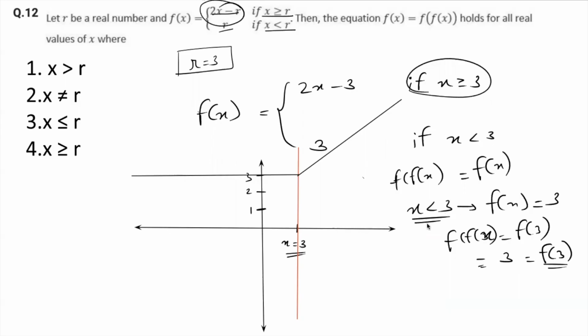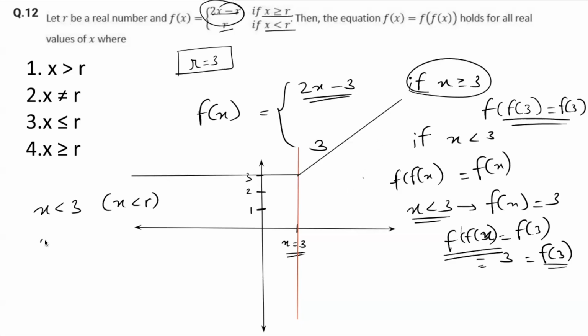That is equal to f of 3. So when x is less than 3, this relation is holding true: f of f of x is equal to f of x. So my answer will definitely consist x is less than 3. For general consideration, x is less than r. Now, what if x is equal to r? Same logic. For f of f of x, it will be f of f of 3, which will be f of 3. 2 into 3 minus 3 will be 3 only. So it is again equal to f of 3 only, right? So the relation also holds true for x is equal to 3.